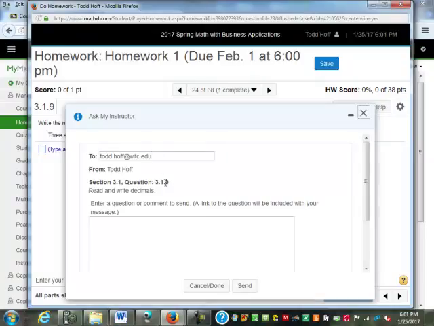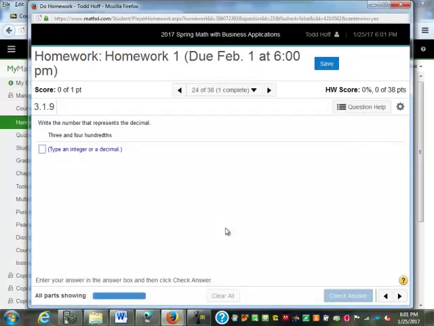It automatically tells me what question you're stuck on, and gives you a spot where you can type a message and say, well, I know what the numbers are, but I don't know where to put the decimal point. Or I know the answer, but I can't figure out how to type it in. That's usually the biggest question I get. And then send it to me.